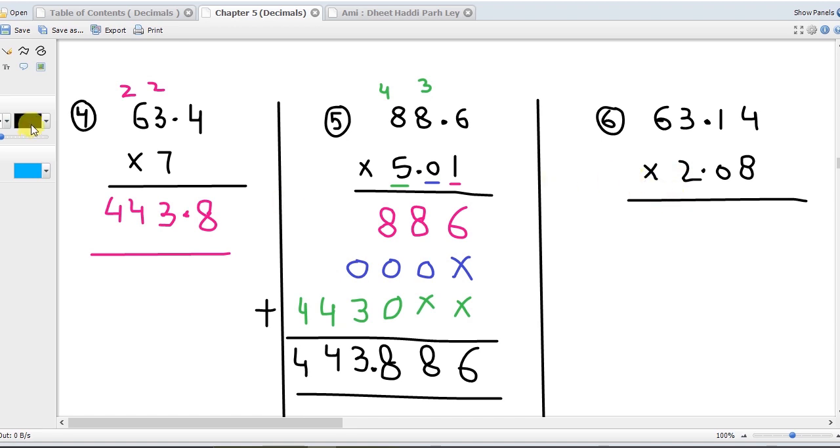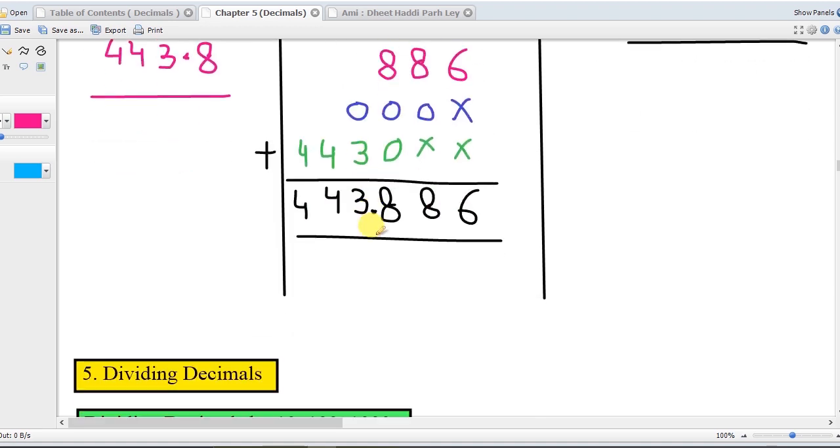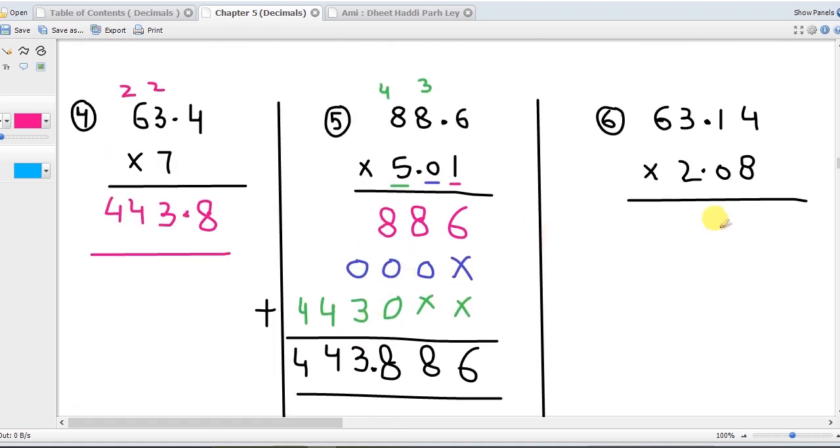Okay, next question is, let me see, is this the last? Yes, this is the last question. So let's just solve this one quickly. 4 times 8 is 32. 3 goes on carry.